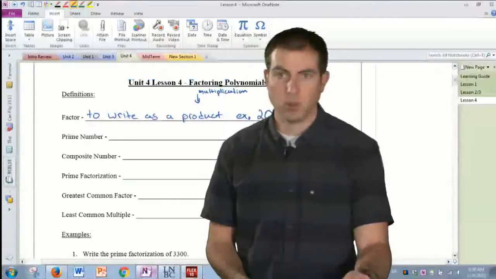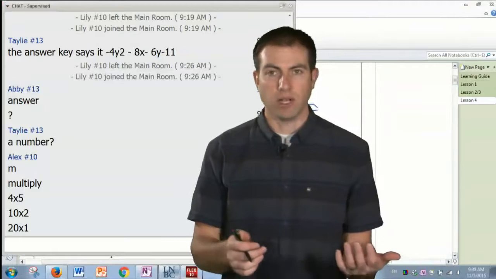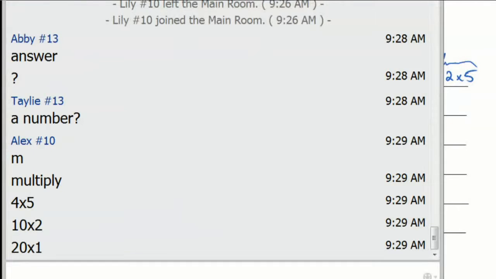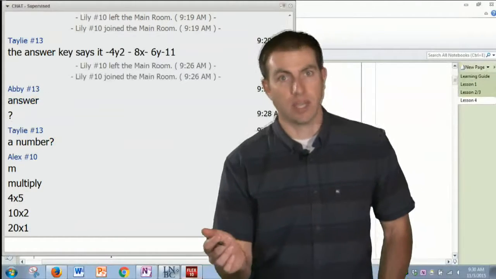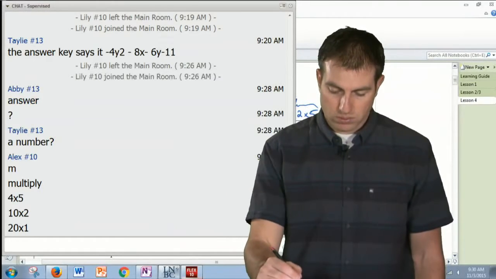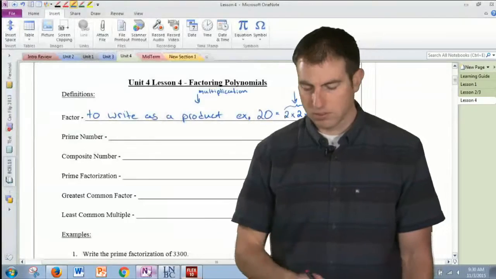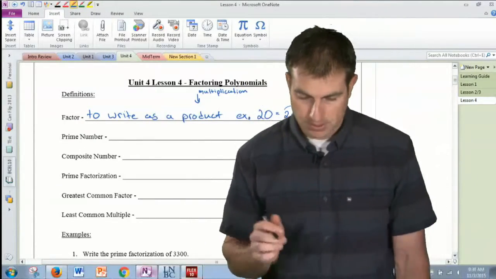There's other factors of 20. Alex has written a few in chat here. We have 4 and 5, 10 and 2, 20 and 1. Those are all products. So multiplying, that's factoring. If we factor something, we're taking the number and saying, what numbers can I multiply to get to that thing? So don't be afraid of the word factor. It's just a pretty basic idea. The questions get harder, but that's just what it means.